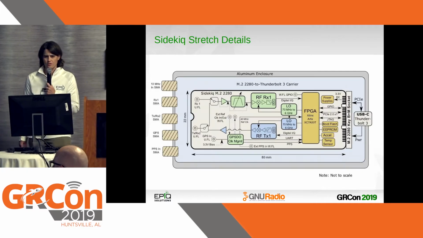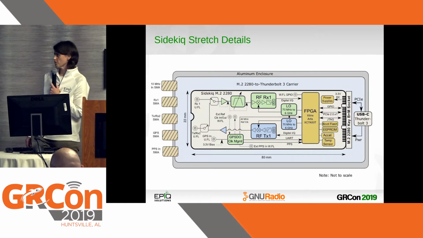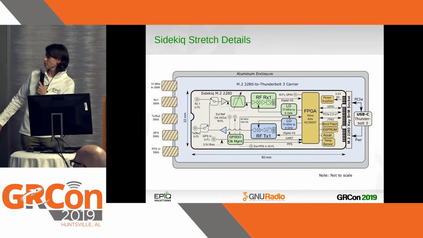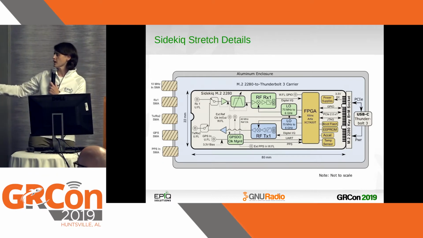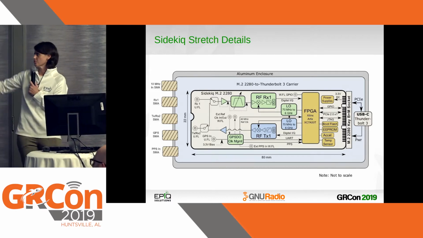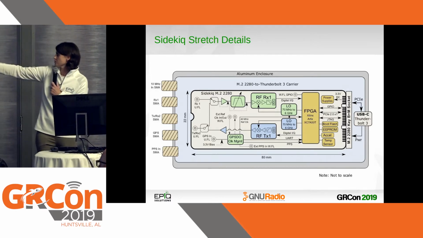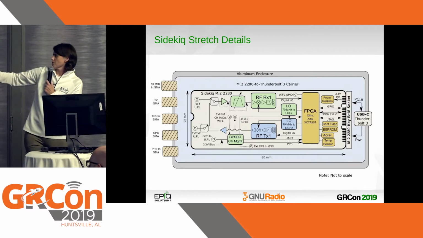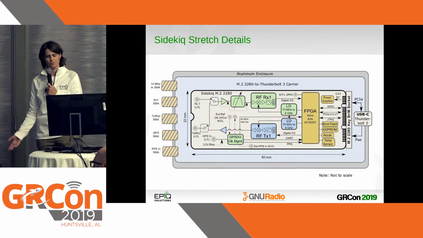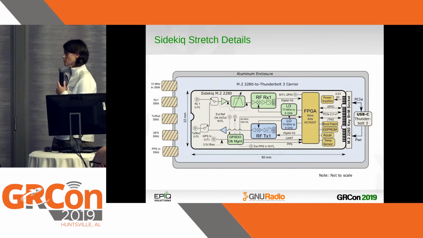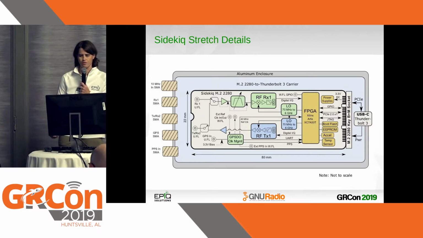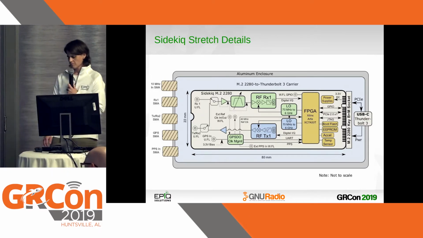Digging a bit deeper into the Sidekick Stretch product, you can see a detailed block diagram up here. One of the things that makes it real handy for synchronization is a GPS disciplined oscillator, which you see towards the middle of the screen, a little bit lower. We also have an FPGA on board and all the standard bells and whistles that you would come to expect with an SDR system, including accelerometer, temp sensor, and FPGA for custom block processing.